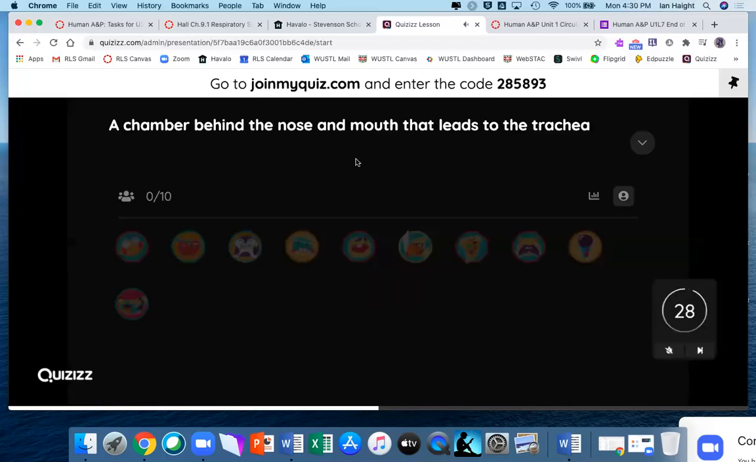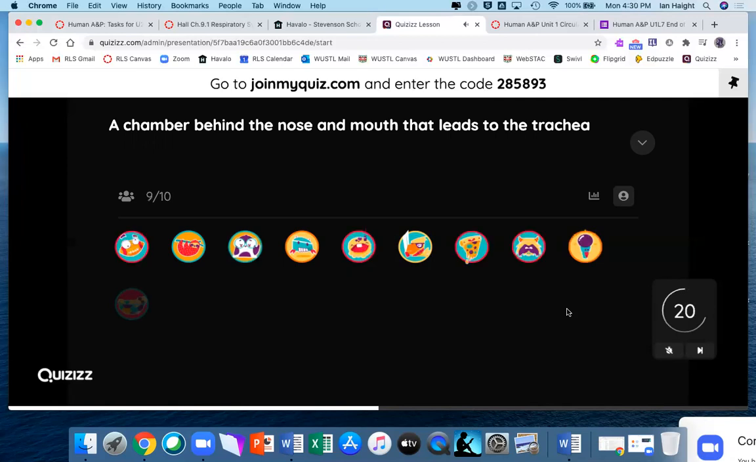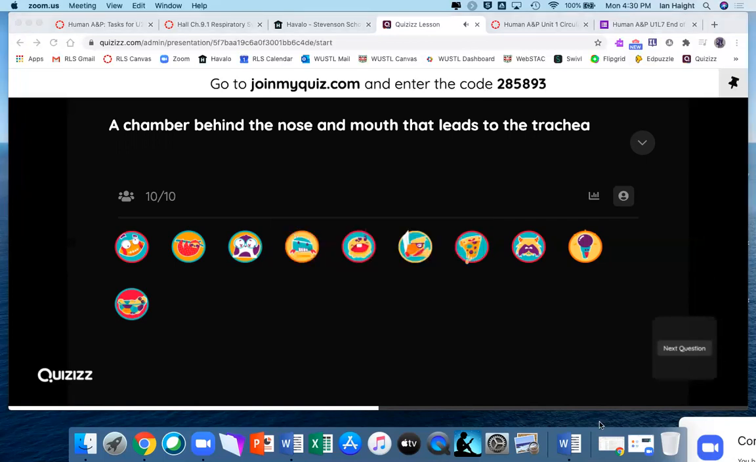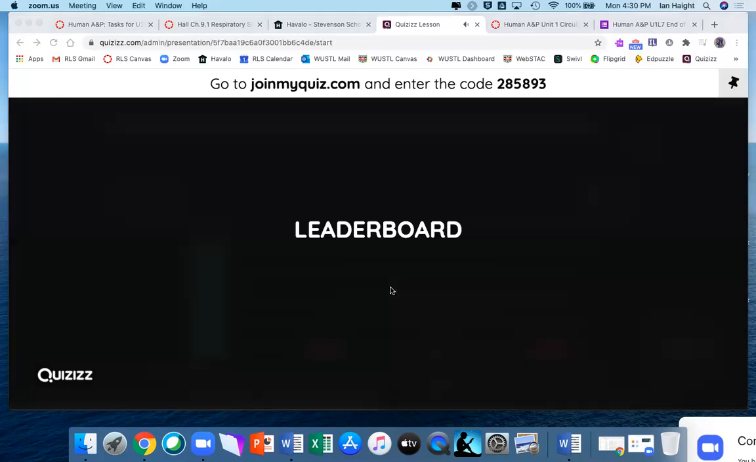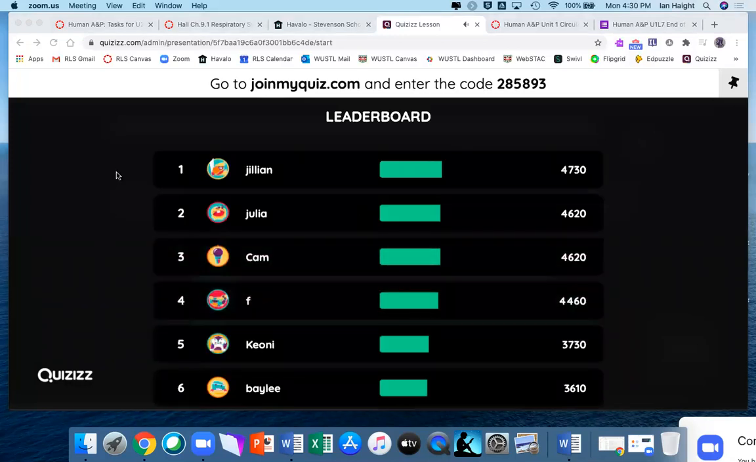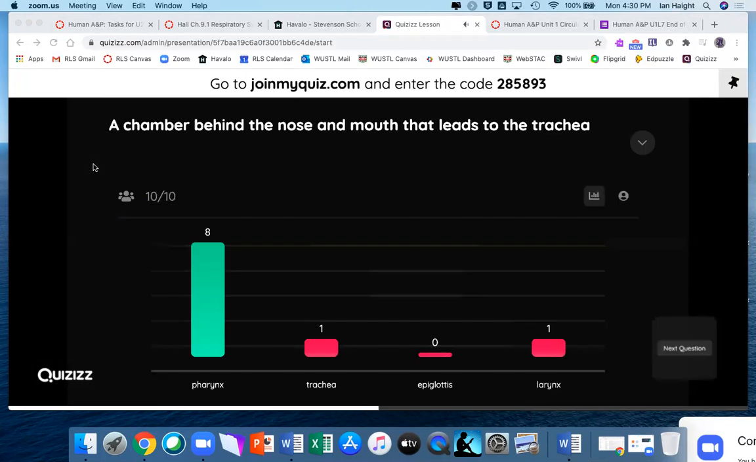Next: the chamber behind the nose and mouth that leads to the trachea. This is kind of a large overall structure. All right, someone's got to catch up with Jillian and Julia. They're killing it. Very good. It is indeed the pharynx. That's the overall structure where you've got your voice cords and everything else.